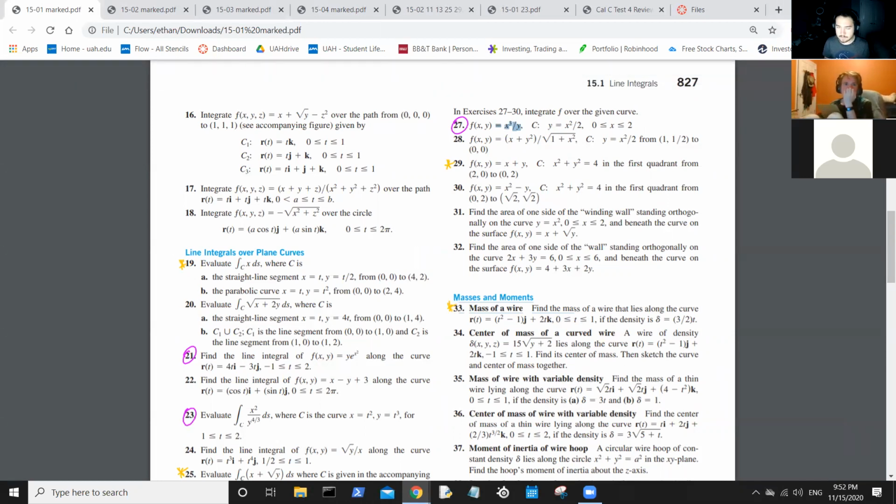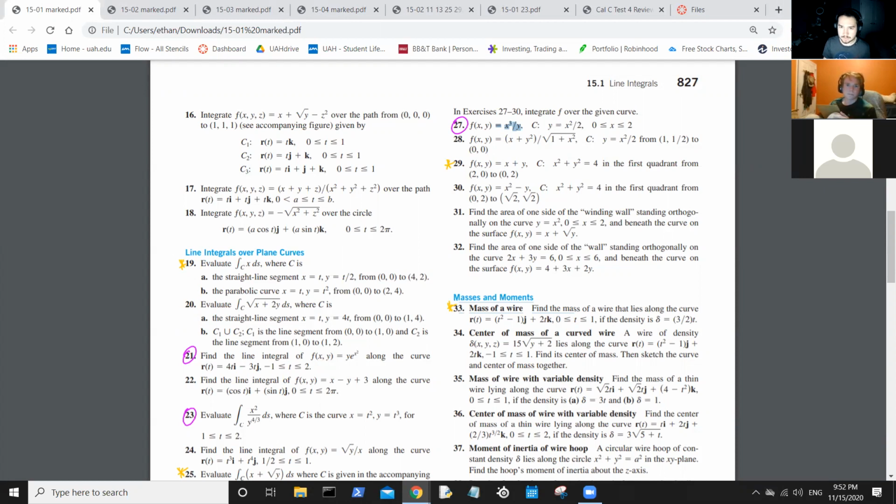Your next step is to make yourself an r of t function if you want to do it that way, like i and j to get your v. Here x of t is your i component and y of t is your j component. So you get t i plus t squared over 2 j. Take the derivative like we did in the last question. That gets you i plus 2t over 2 j, which is just i plus t j. Then you take the magnitude of v, like we did previously, and that gives you the square root of 1 plus t squared.